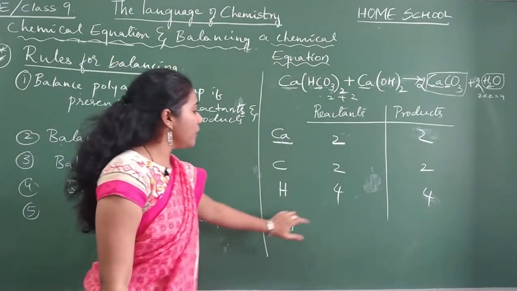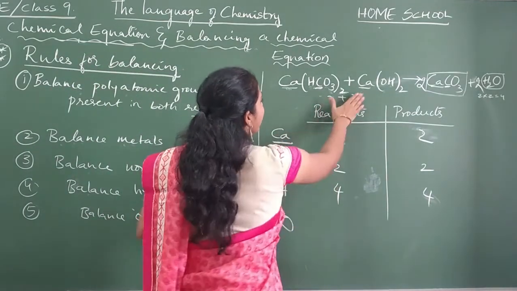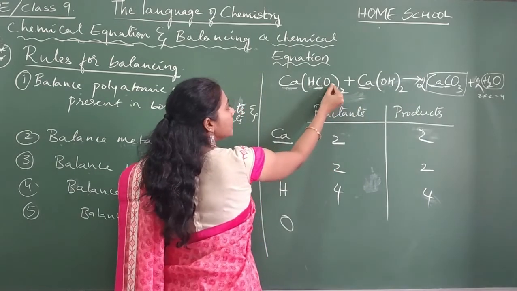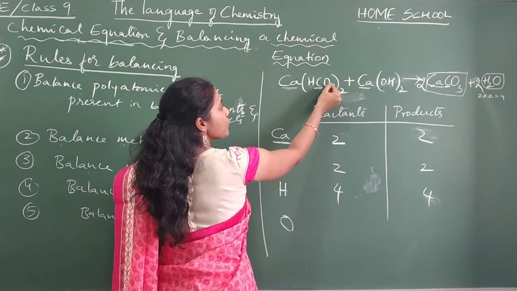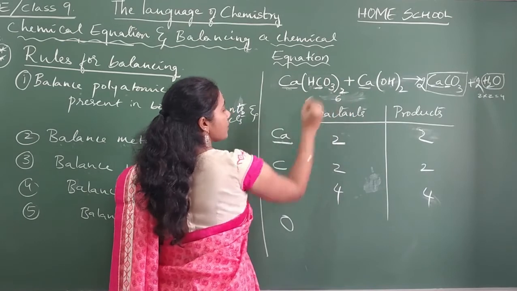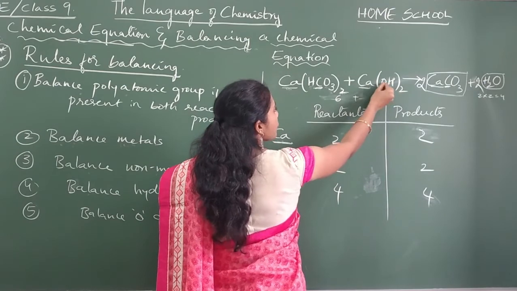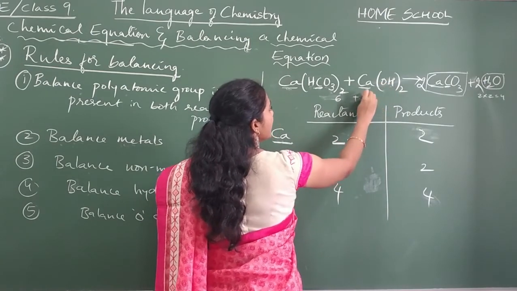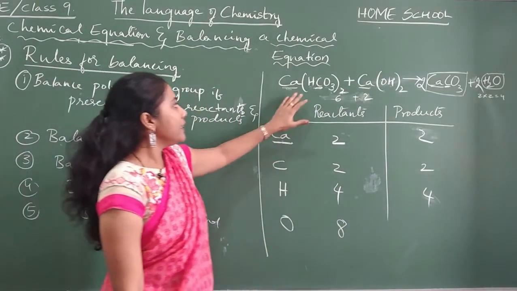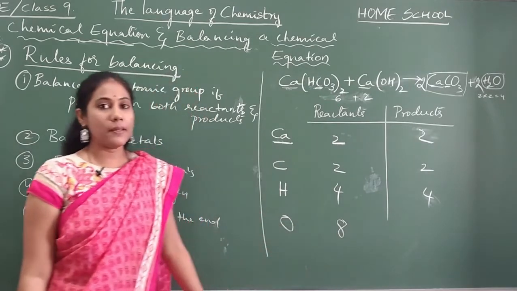Okay. Now check with the oxygen atoms. So here how many oxygen atoms are there, guys? Carefully you have to count. O3 into 2. This 2 belongs to this oxygen also. 3 into 2, how many, guys? 6. From this formula you have 6 oxygens. And here how many are there, guys, from this formula? This 2 belongs to oxygen also. 2, isn't it? 6 plus 2, how many? 8 oxygens are there. So altogether in the reactant side, how many oxygen atoms, guys? 8 oxygen atoms are there.